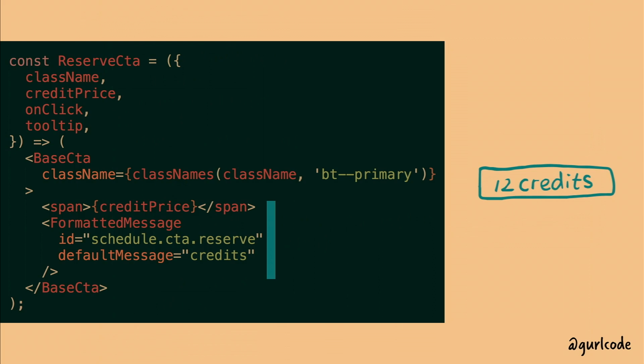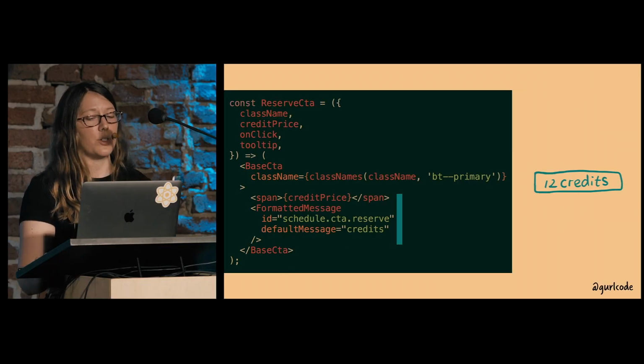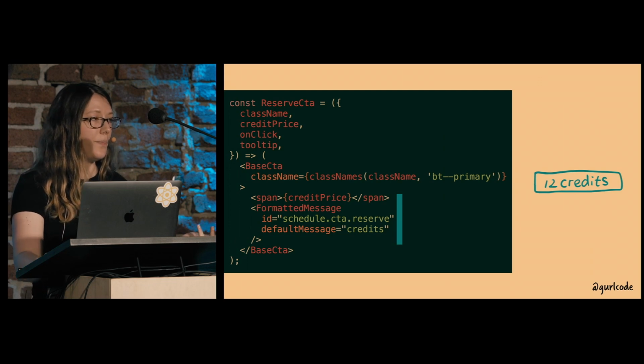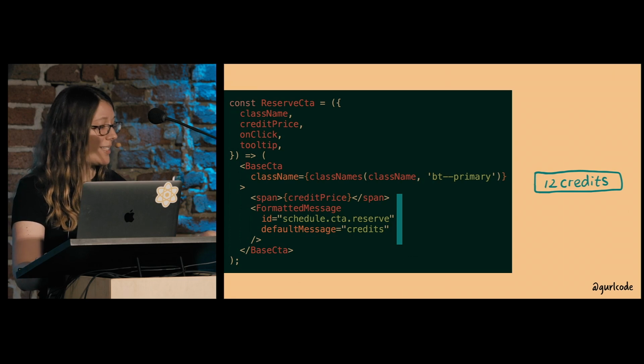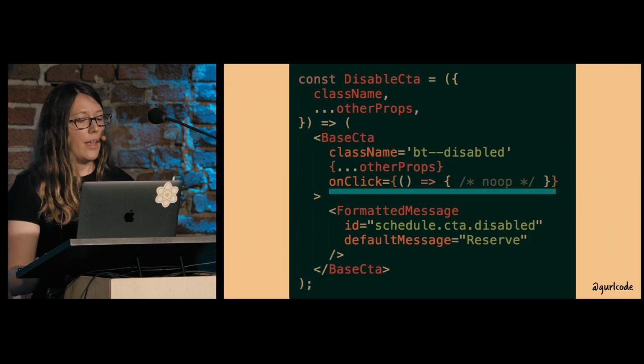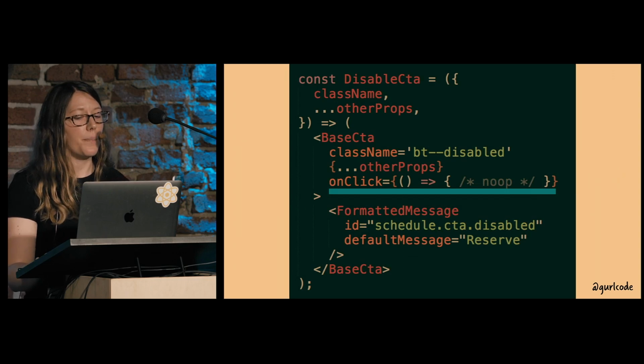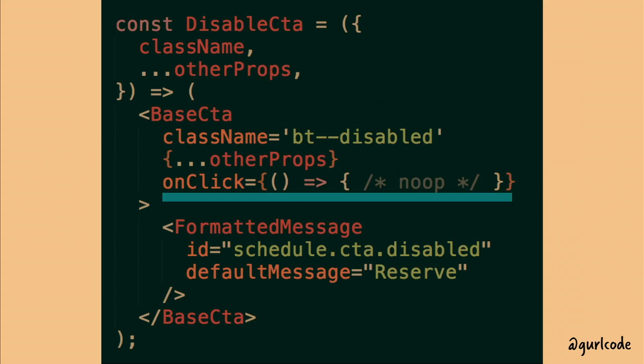For our uses in the schedule CTA, we only need to know that whatever we wrap the base CTA around will be available as the children prop. So here I'm wrapping a formatted message component from React International to show the credits it costs to reserve the class. So we're taking a generic component, the base CTA, and giving it very specific children, as well as specific props, like the button primary class name. And I can also make sure I have specific behavior. So the disable CTA doesn't do anything when a user clicks on it. So I can ensure that an on-click handler, even if accidentally passed into this component, never gets called.